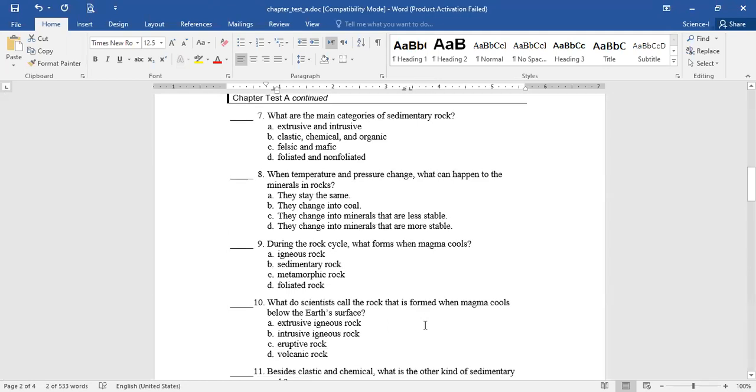Let's pass to question number 7. What are the main categories of sedimentary rock? So we have 3 different types of sedimentary rocks, which are, who can tell me? Let's pass here. Adam, yes?